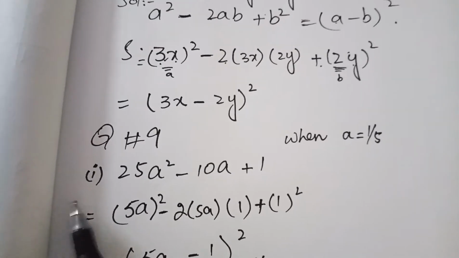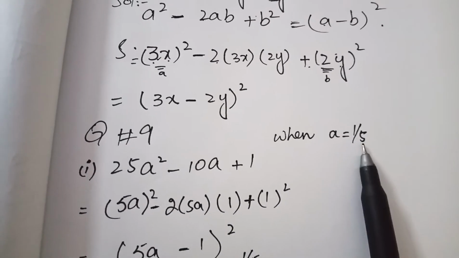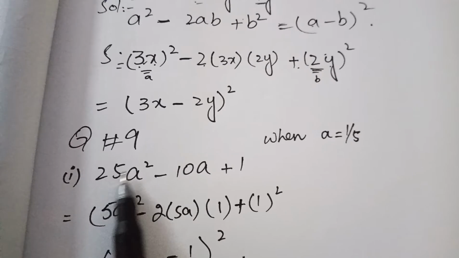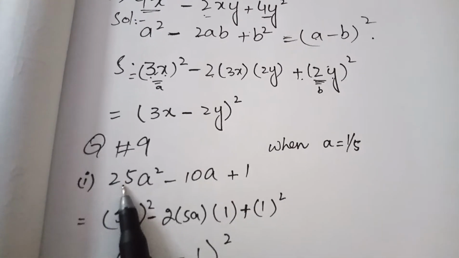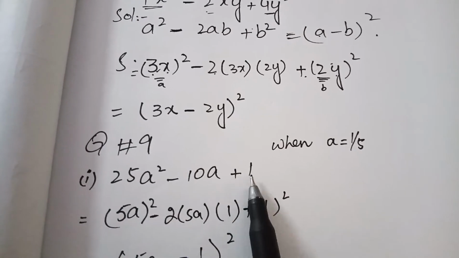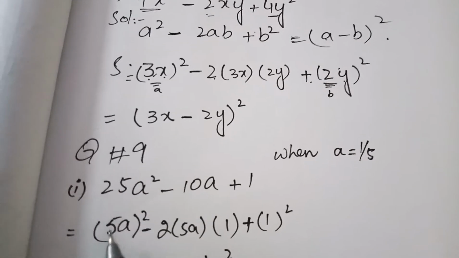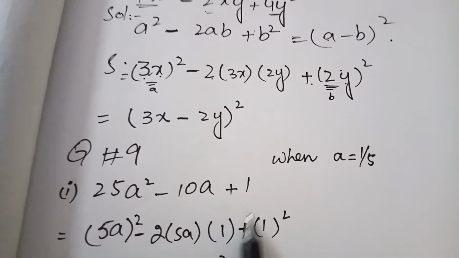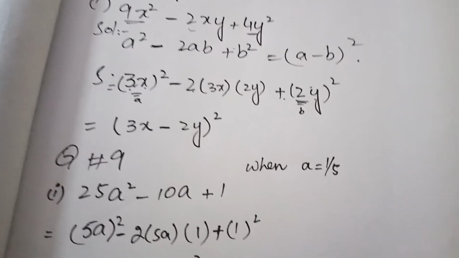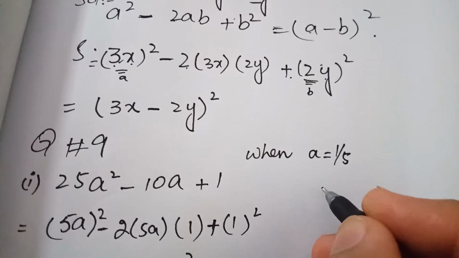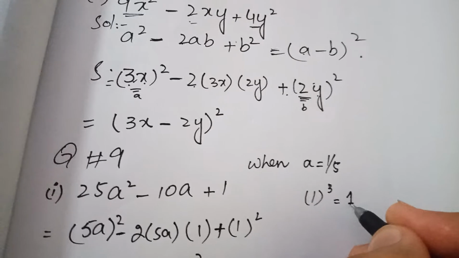For question number 9 part 1, 25a square minus 10a plus 1 when a is equal to 1 over 5. You can write 25a square as (5a) whole square, and you can write this as a square minus 2ab plus b square is given to you. You have to convert it in the formula. This you can write 25a square as (5a) whole square, and then 1 square, any power of 1 leaves it as it is. It doesn't matter what power 1 has, 1 will remain the same 1.